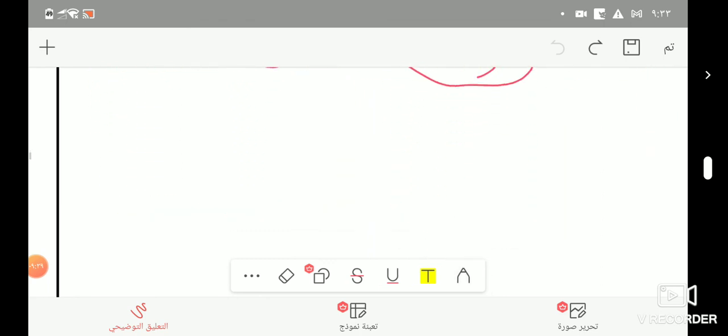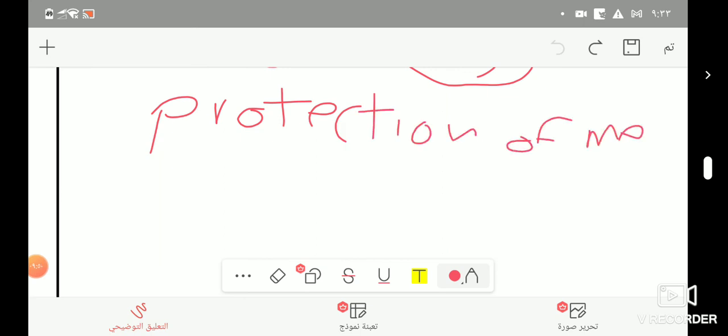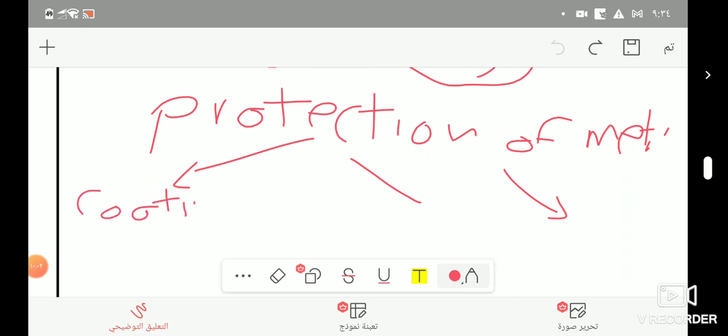So sometimes you have a question about the protection of metals. How can we protect metals? Protection of metals includes some processes. Most of them are common, such as coating with oil, grease, and some substances which make a prevention or protection for the metal from reaction with oxygen or water. Another method is called galvanizing.